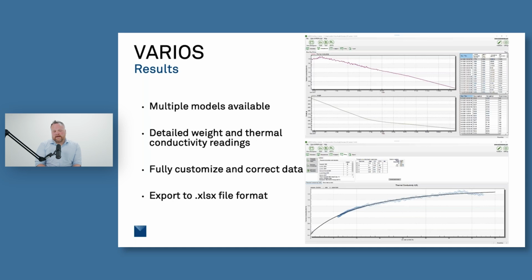One of the great things about this as well is that in the power user mode, you can also go in and change some of this data. So if you have an outlier that you know is obviously wrong because, for example, you bumped the balance and there's one weight reading that's just way off, you can actually go in and delete that point and delete the corresponding thermal conductivity point, so that you can get clean data to actually get really, really great results and a better fit for that.